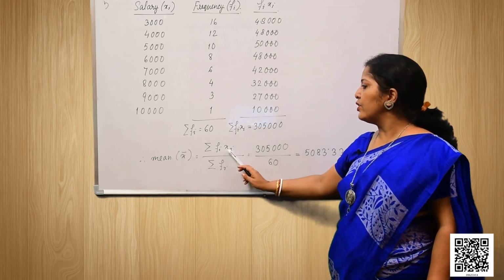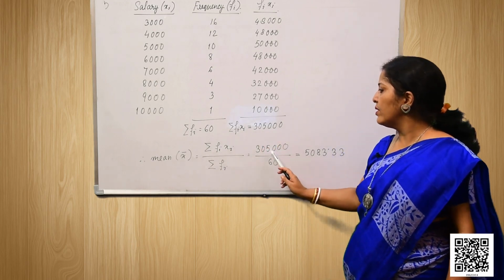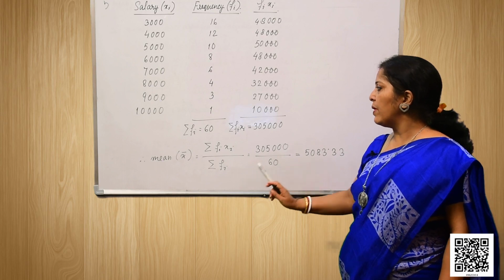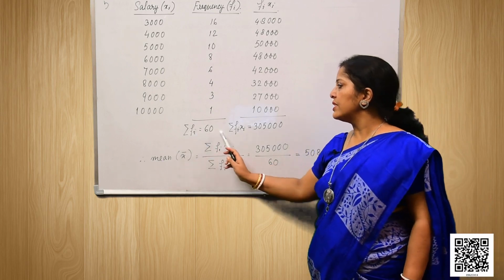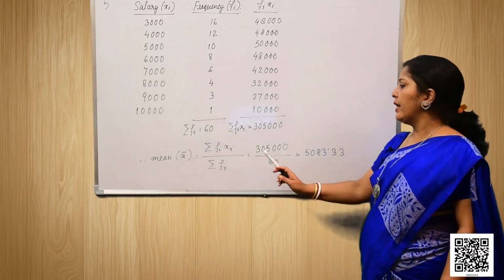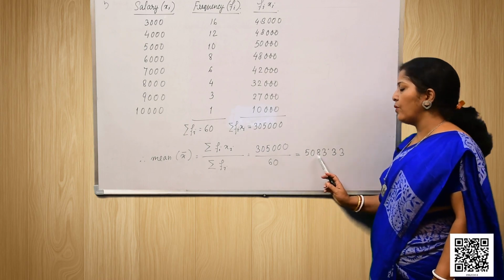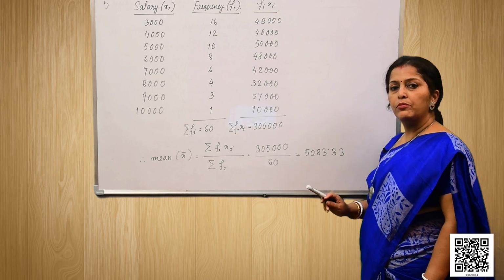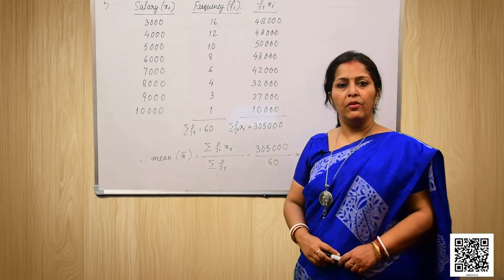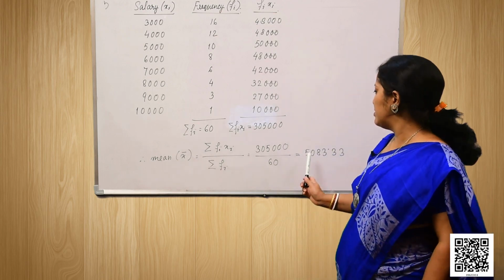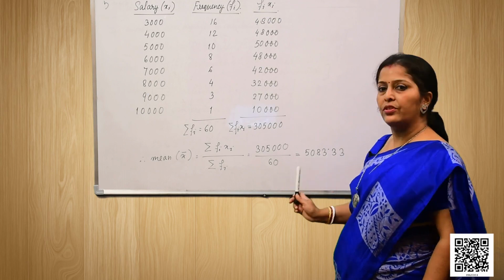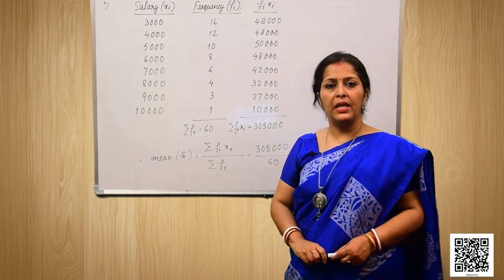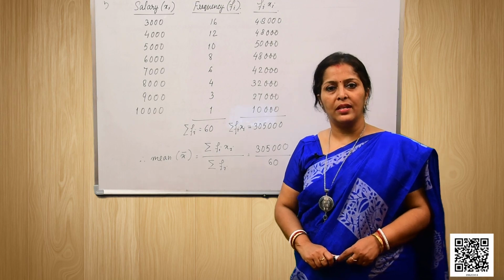Sum of f into x is 305,000 divided by sum of f, which is 60, and we get the answer as 5083.33. So, we can come to the conclusion that our mean for this sum is 5083.33, which will be your mean salary. I hope this is clear.